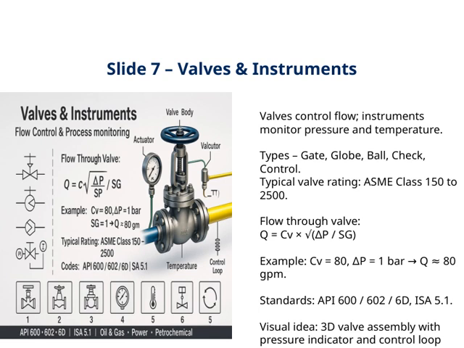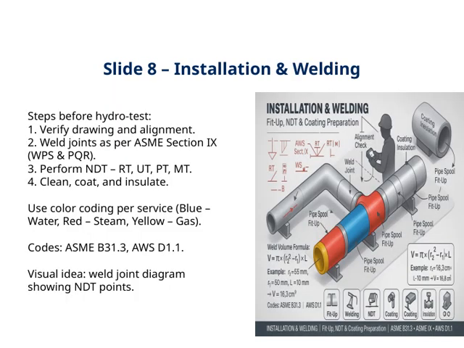To give you a visual idea, imagine a 3D assembly of a valve complete with a pressure indicator and a control loop bubble. This helps illustrate how valves and instruments work together within an operational system. Overall, understanding these components is essential because they enable precise control and monitoring, which are key to safe and efficient plant operation.